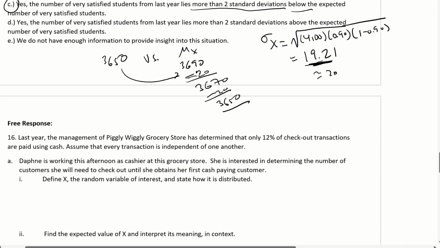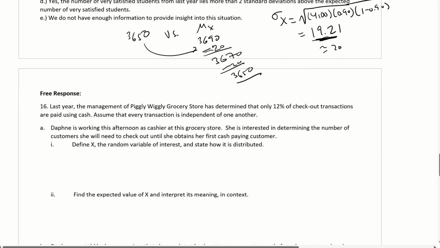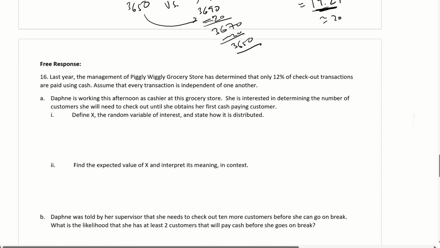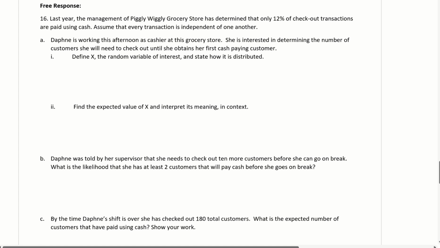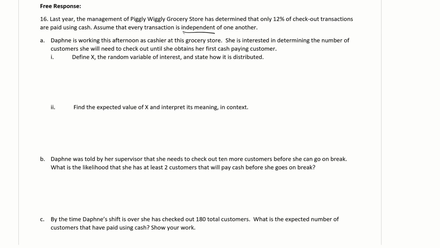Okay, let's look at the free response now. Last year, the management of Piggly Wiggly grocery store determined that only 12% of checkout transactions are paid using cash. Assume that every transaction is independent of one another. So independence, check. 12% looks like the probability of success is the same.